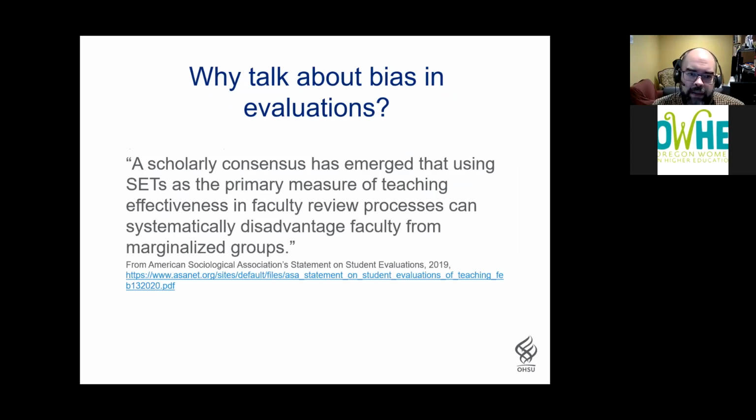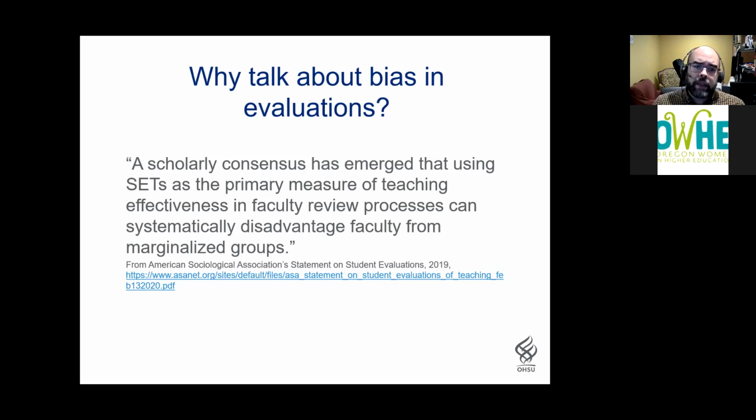But I want to highlight this quote from the American Sociological Association. They put out a statement on student evaluations of teaching, also known as SETs, which you'll see in this paragraph, back in 2019. For the transcript, I'm going to read it. It states, a scholarly consensus has emerged that using SETs as the primary measure of teaching effectiveness in faculty review processes can systematically disadvantage faculty from marginalized groups.